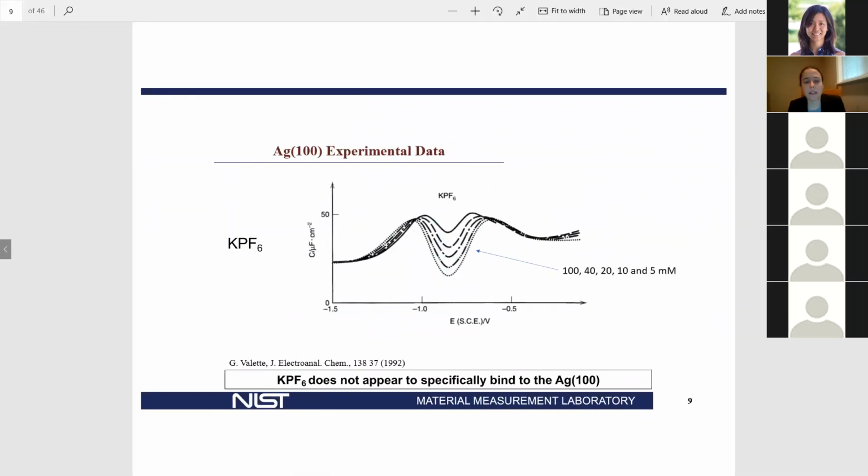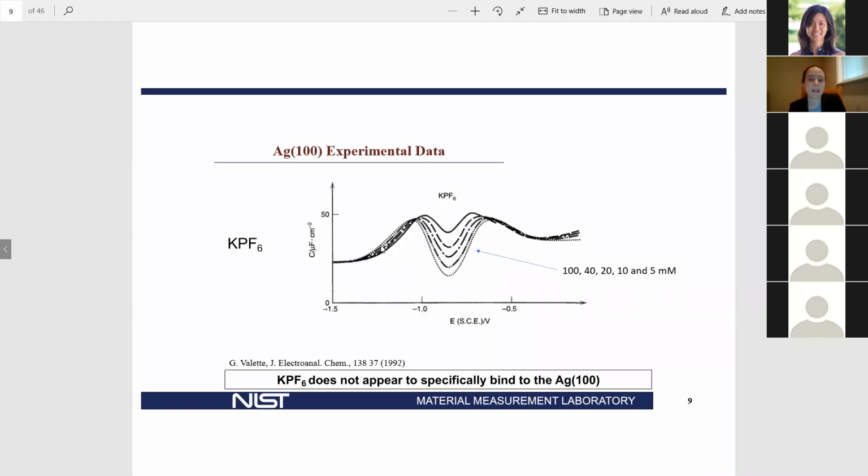So after looking through the literature, we discovered that the silver 100 system would be a much more appropriate system to benchmark against because it appears to have very idealized behavior throughout the entire capacitance curve. So one can see that it's a very symmetric curve. It's symmetric against the potential of zero charge.